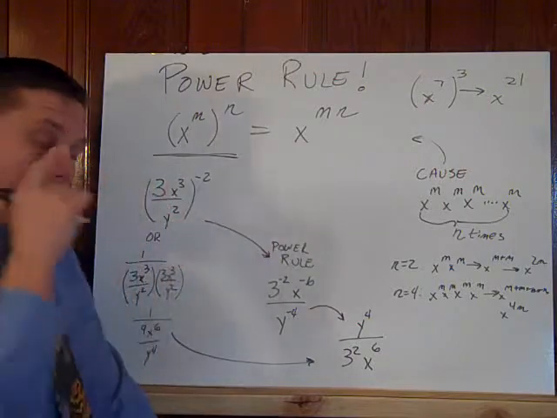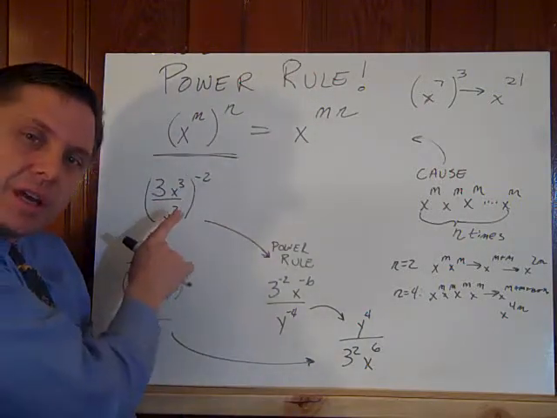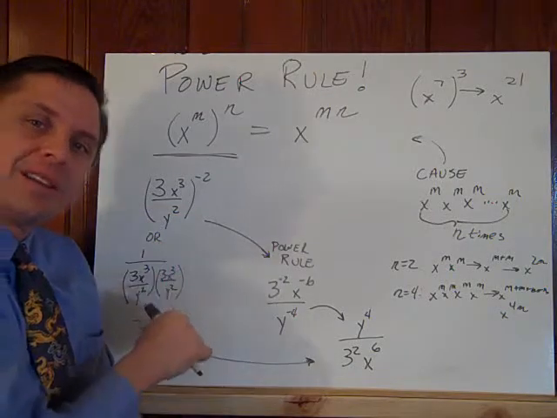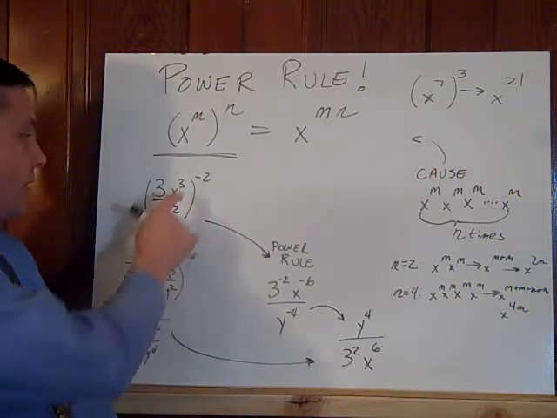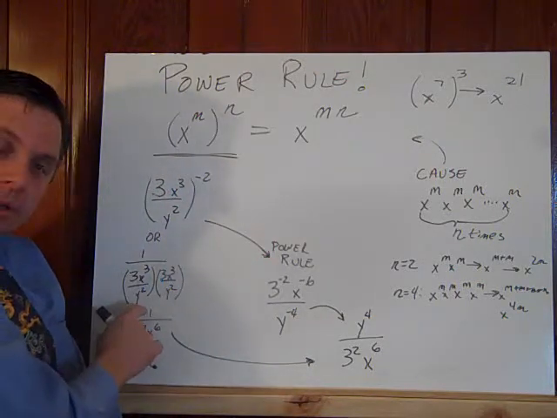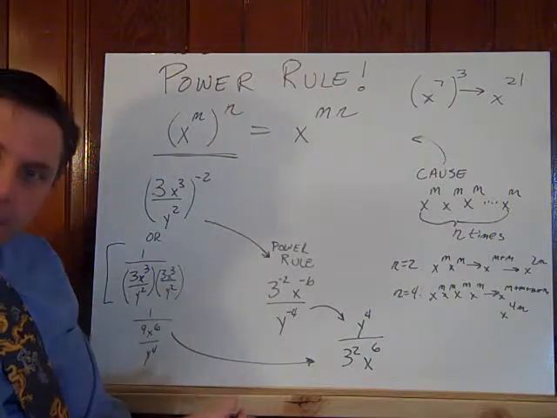Now here's the case where I want to make sure you understand that it doesn't have to be just a numerator. It can also be a denominator. So I have 3x cubed y squared raised to the negative 2. Now I could drop that below the fraction line, right? Make the exponent positive, which I did here, and then multiply it out.